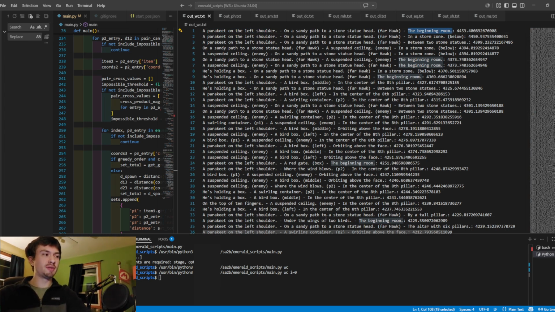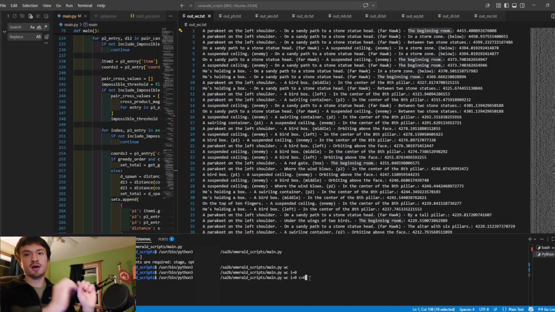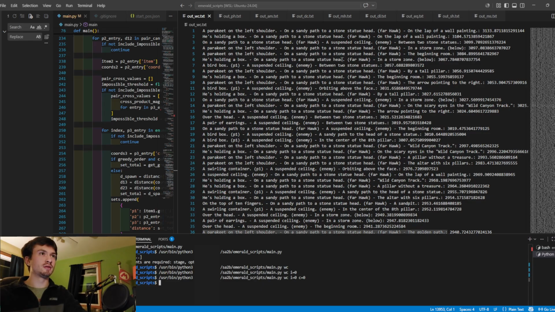So let's eliminate them. Let's go back to our command. We're going to keep I equals 0. We're also going to add C equals 0, and C is for connecting first and third piece. Okay, so we're going to run this, and we get this.